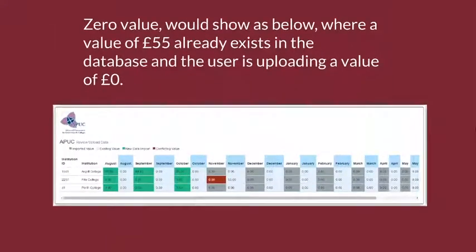In this example below, the supplier has tried to upload a zero figure for the month of November. However, a £55 value already exists in the database, hence why the £0 is shown in red to highlight the discrepancy.